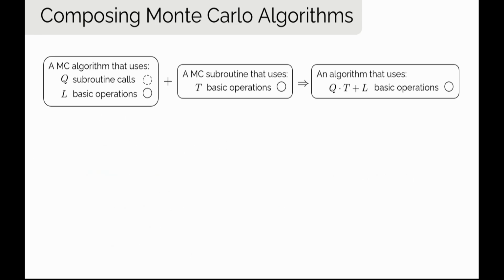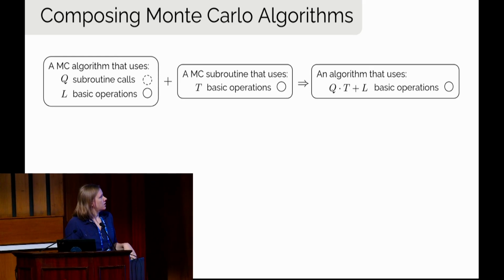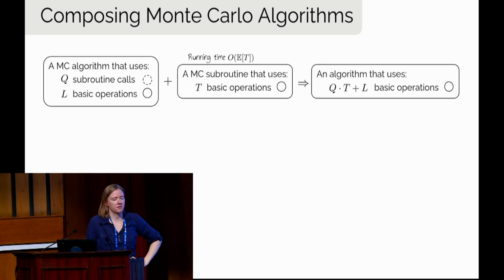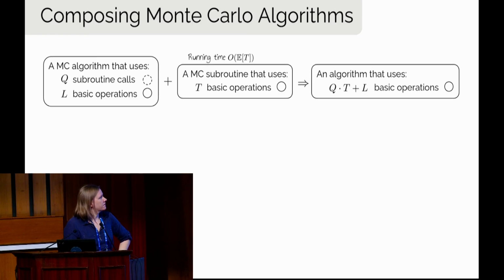Okay, composing Monte Carlo algorithms is very similar, but there are some small differences. So again, these Q, L, and T can be random variables, but the running time should be some number after which we always terminate. For example, we can assume that the subroutine runs in time at most some constant times the expected value, because if for some reason it runs longer, we could always truncate it after some constant multiple of the expected value of T.